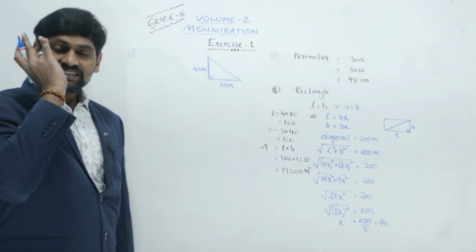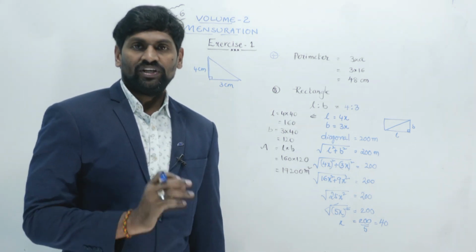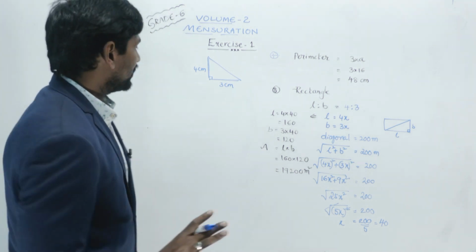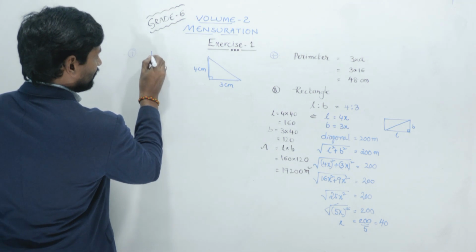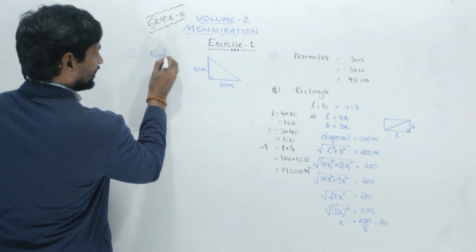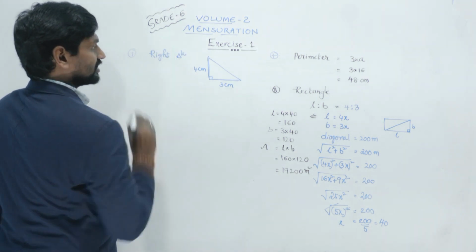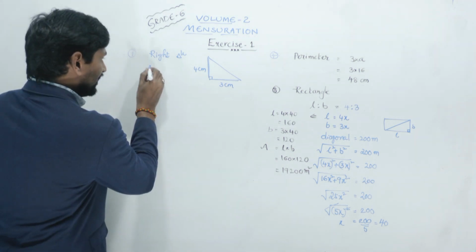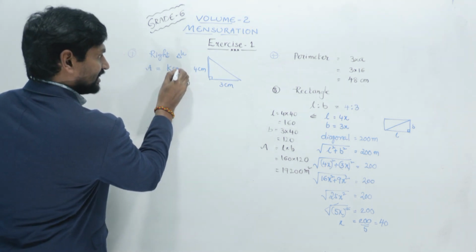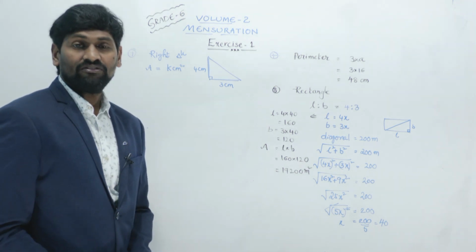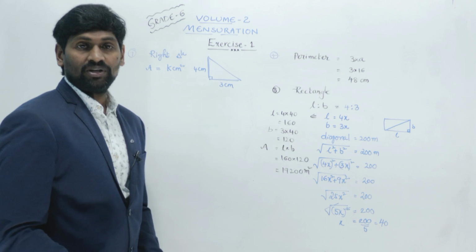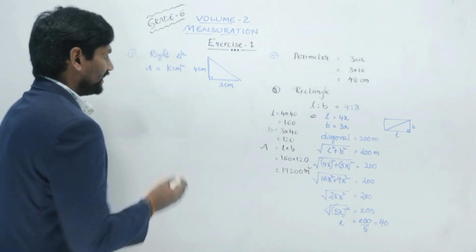So this is 3 centimeters, this is 4 centimeters. And the area is k centimeter square. So we need to find the value of k. What is the given value? It is right triangle or right angle triangle, both are same. Right angle triangle area is k centimeter square. Okay? What is the area of a triangle formula? Right angle triangle area formula is half base into height.